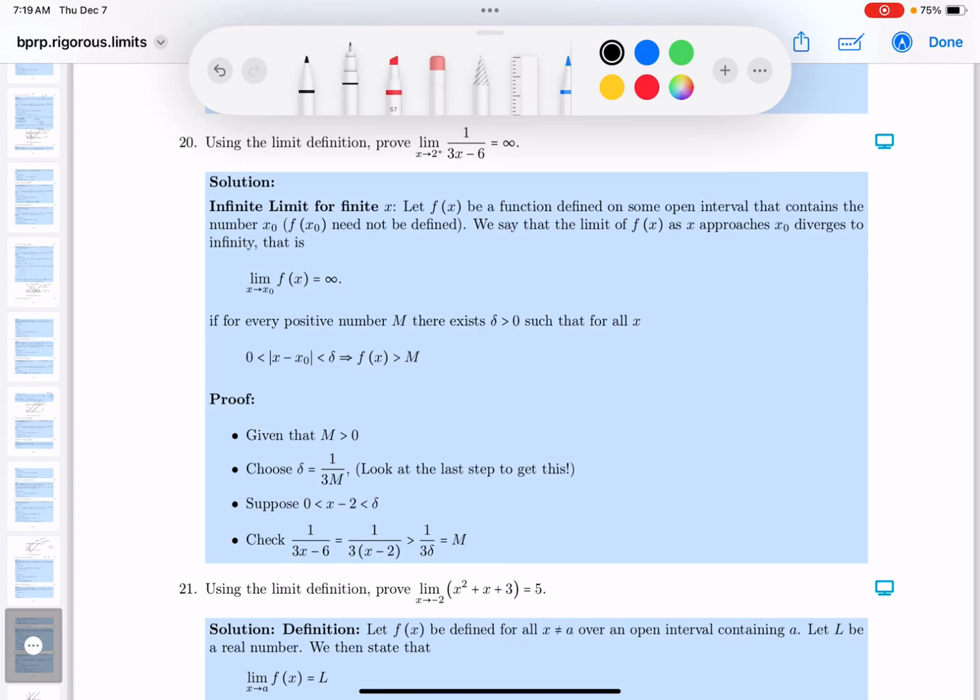Okay, we're on number 20. It says, using the limit definition, prove the limit as x approaches 2 from the right side of the rational function 1 over 3x minus 6 is infinite, right? Now, of course, we're going to use the M-delta definition. I'm going to go to the whiteboard to do that.